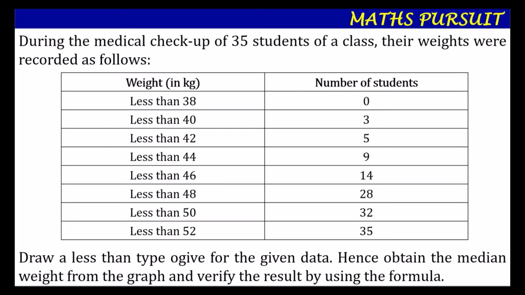Now the question is asking us to draw a less than type ogive for the given data. Hence obtain the median weight from the graph and verify the result by using the formula. So guys, let us see how we are going to draw the less than type ogive curve as well as how we are going to verify our result.